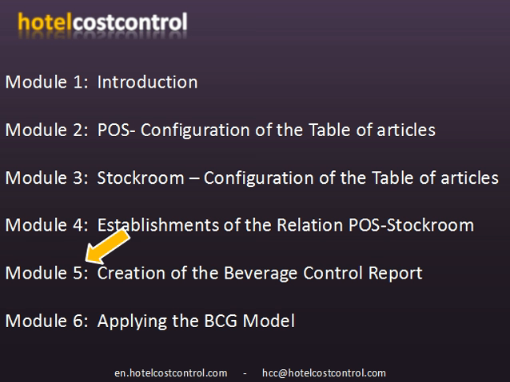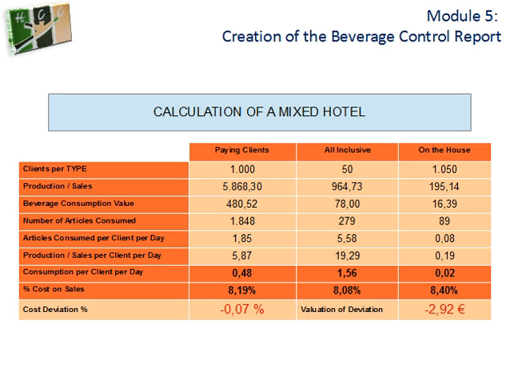Module 5. Creation of the Beverage Control Report. This fifth module brings to an end the beverage management and control cycle, which bases its calculation in historical data, as it cannot be analyzed until a stock taking is carried out and the stockroom is regularized, obtaining the cost of the beverage consumptions.